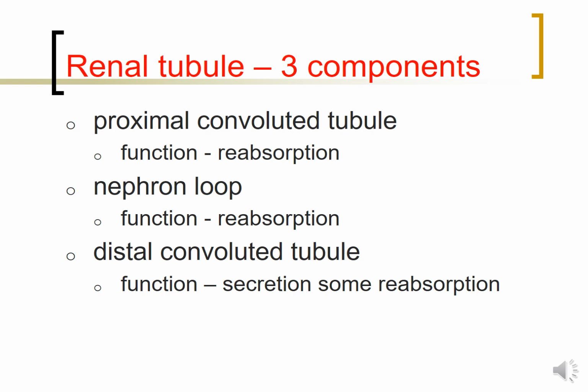The renal tubule consists of 3 components. The proximal convoluted tubule, and convoluted just refers to the kind of twisted shape of this portion of the renal tubule. This functions in reabsorption. The nephron loop, which functions in reabsorption, and the distal convoluted tubule, which functions in some secretion and some reabsorption. I must also add there is some secretion that occurs in the proximal convoluted tubule, and we're going to go over these processes in a few moments.